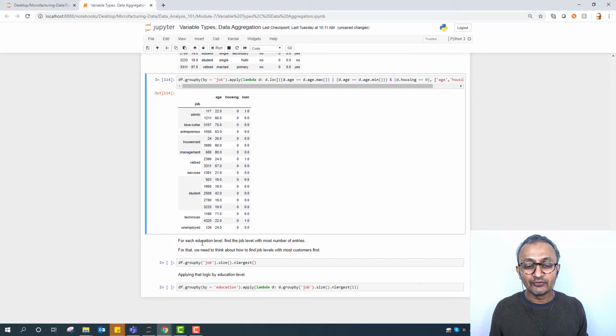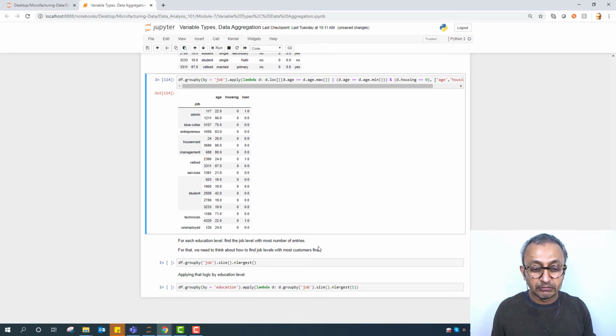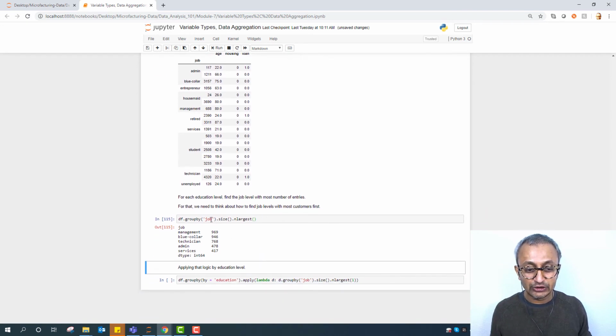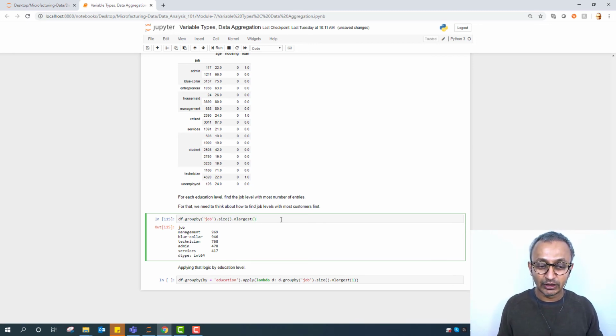Let's ask another question. For each education level, find the job level with the most number of entries. Right away we know that for each education level means you have to group by education level. But before that, to find the job level with the most number of entries, we know we can group by job, size, count the number of folks per job category and report the top five job categories.